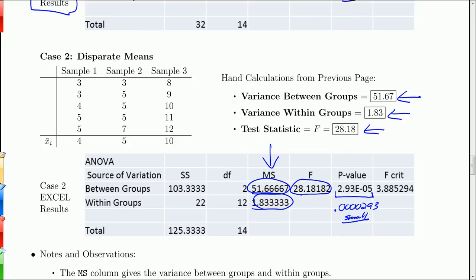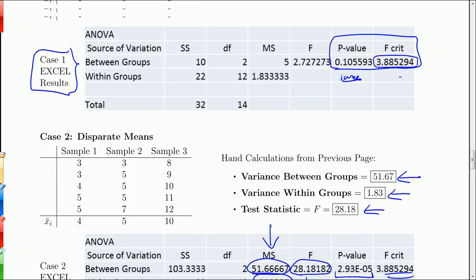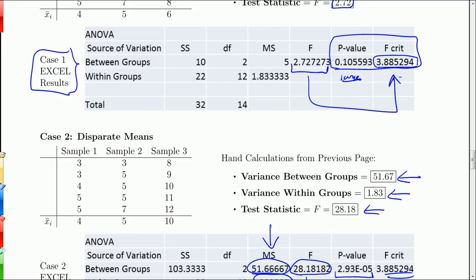So I have a very small p-value, so I'm likely to reject my null hypothesis that the means are all equal. And again, the critical value is the same at 3.885. But now notice the test statistic is deep in the rejection region. In the first example, the test statistic was not in the rejection region.